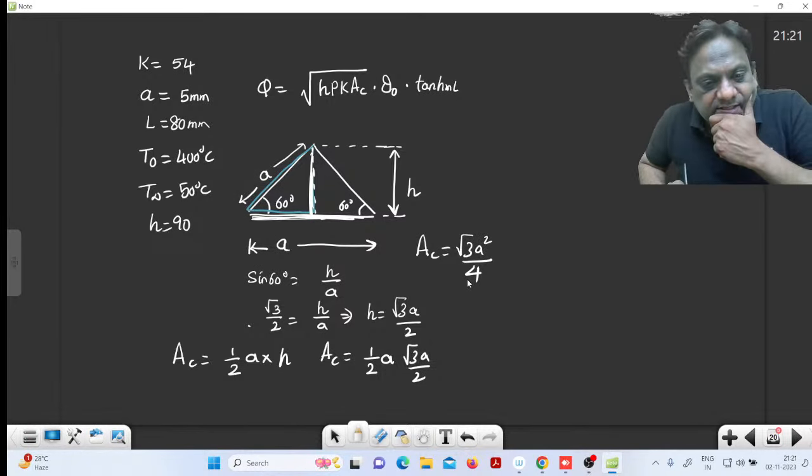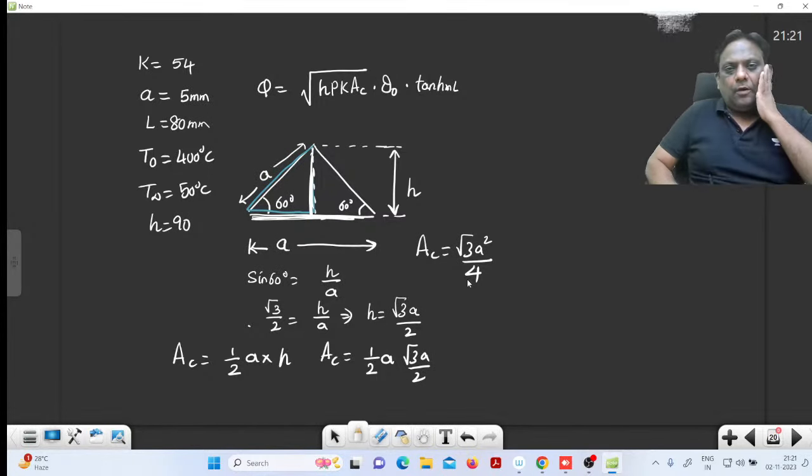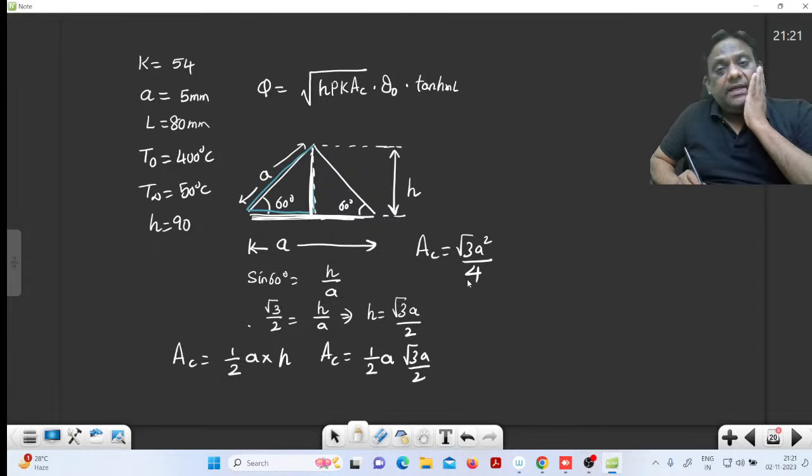Is there any difficulty? No problem at all. Now can you tell me the perimeter of this?